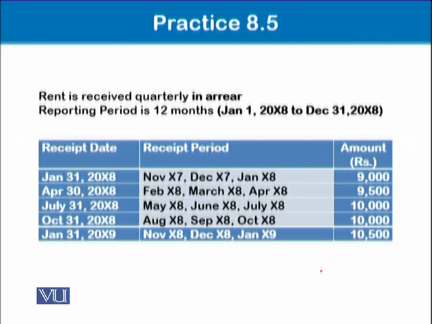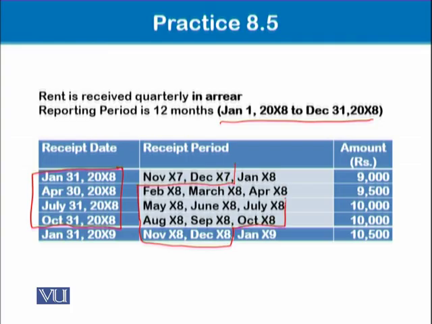So let's see this example in which now rent is received quarterly in arrear and reporting period is again 12 months starting from 1st January to 31st December 2008. Now you will work it out very quickly which period belongs to us, because we are doing accounting for 31st December 2008, and these are the months of X8 which belong to our period. Very good. So you are smart now. Okay, and this is the amount that we paid during the year. Great. Well, let's see its working.